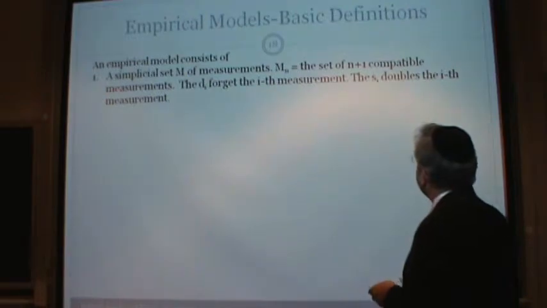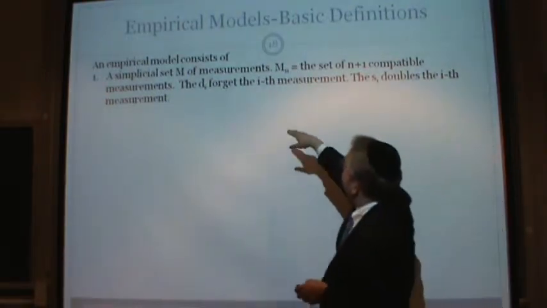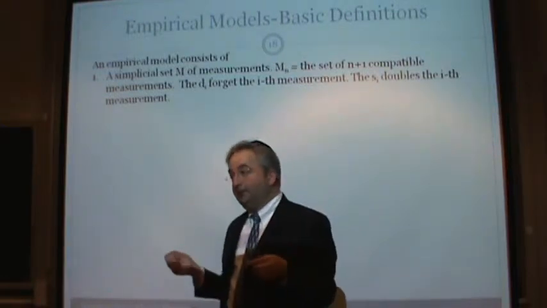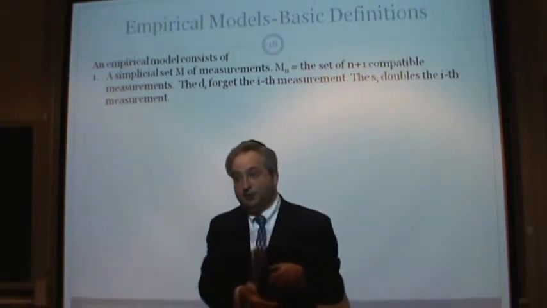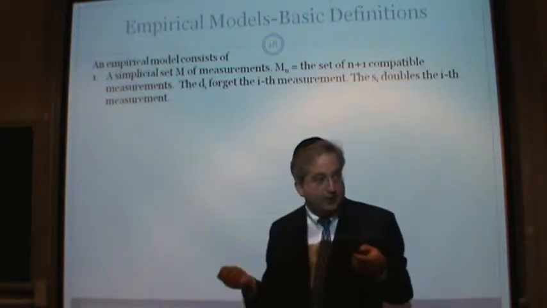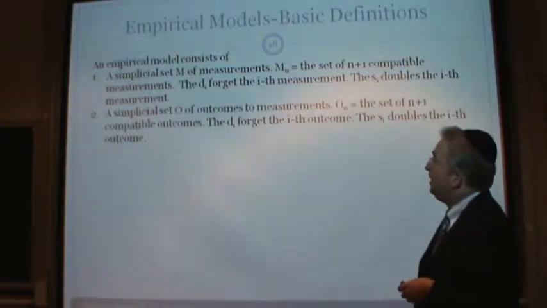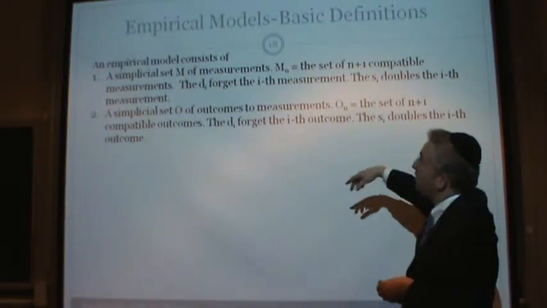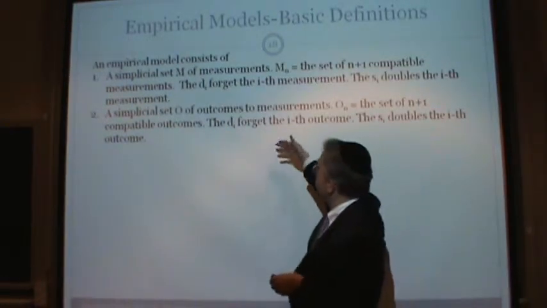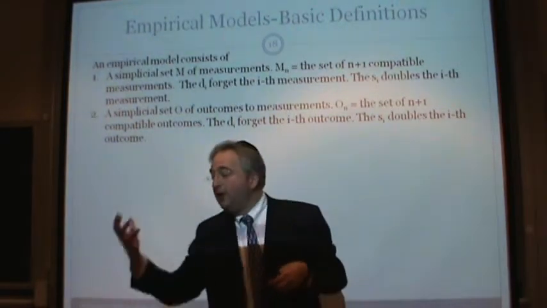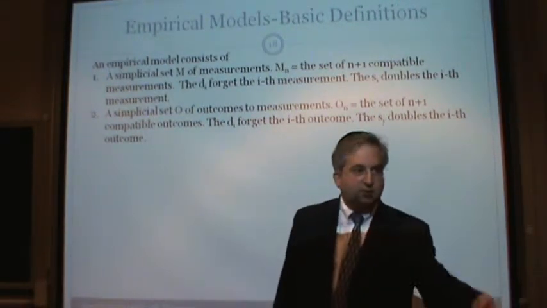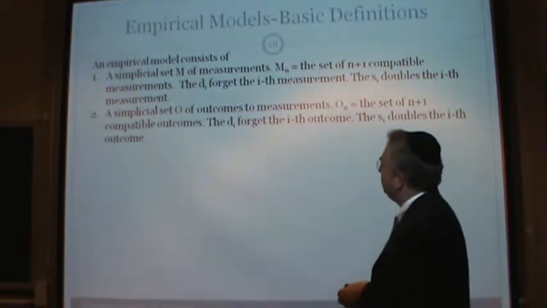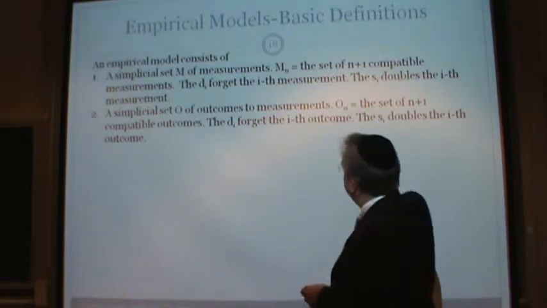The di forget the ith measurement. Let's say you have 4 people doing an experiment, and you forget one of them. Then you have 3 people doing an experiment, so you have 3 measurements. So that's explaining how that works. The simplicial set O of possible outcomes to measurements: O of n is the set of n plus 1 compatible outcomes. In other words, what are the possible outcomes of the Geiger counter, the spin detector, or the spectra detector, or something like that? These are the possible outcomes.